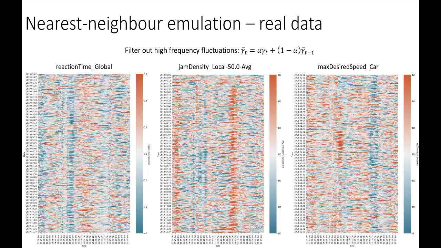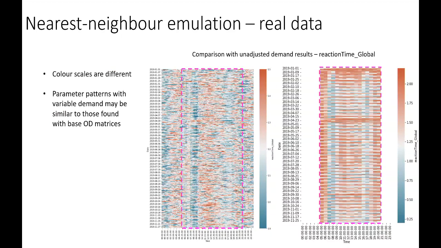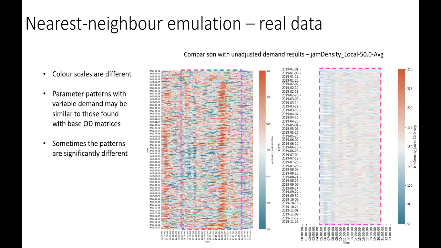This is reaction time global. We see in the morning peak there's a lower value, which is what we saw before. And we also get some stuff like this over here, which wouldn't have appeared in the data. But this actually looks completely different to the results we had before. So there's some similarity here. I think I can convince myself that I'm looking at the same patterns. But obviously this one is completely different.